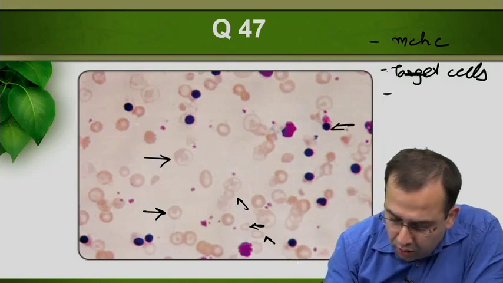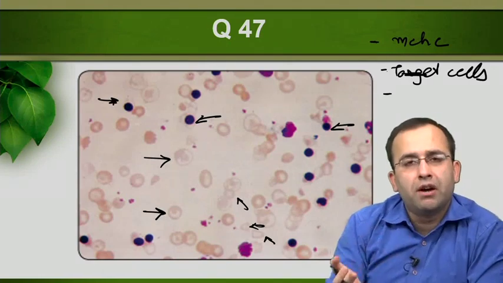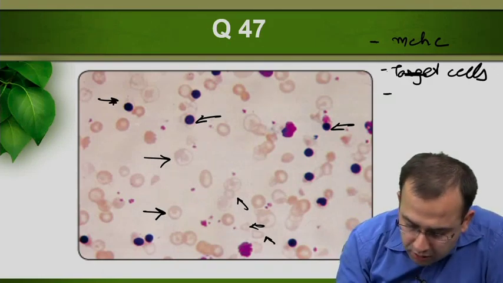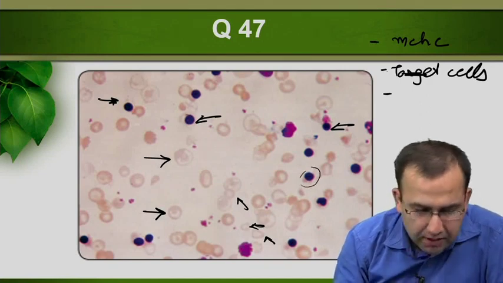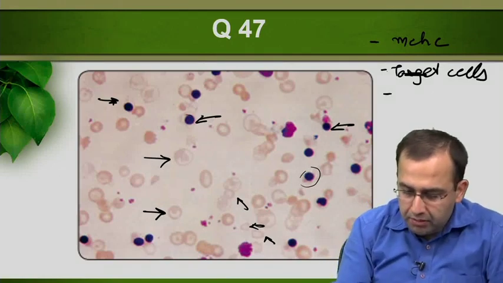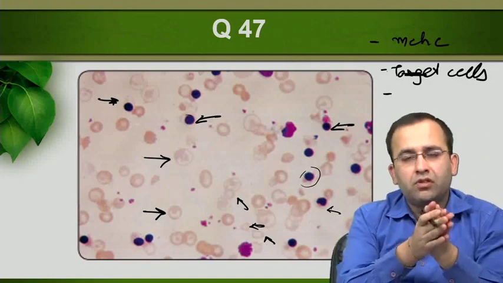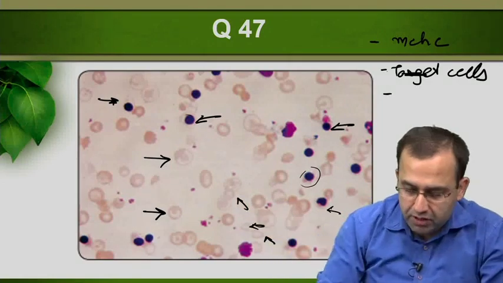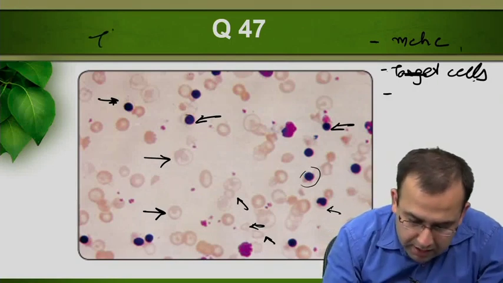And what are all these cells? These are the nucleated RBCs. See, around each nucleus you are able to see a cytoplasm. Increased number of nucleated RBCs should tell us that the reticulocyte count is high. That is why immature RBCs are coming in the peripheral smear. High retic count, microcytic hypochromic, target cells.